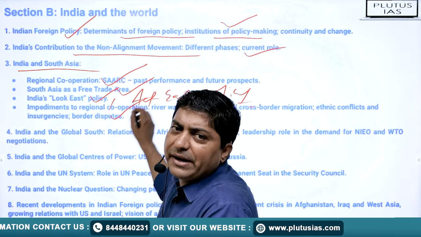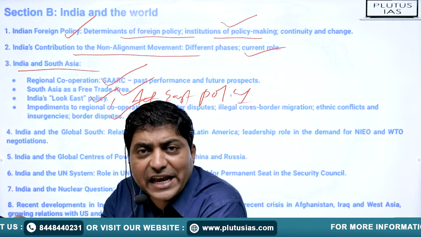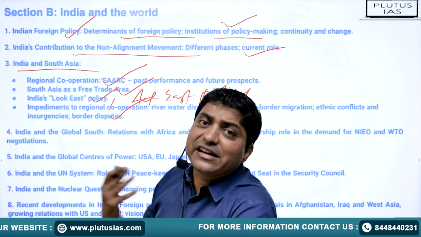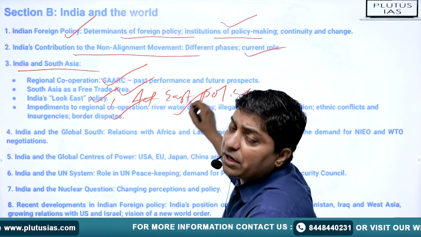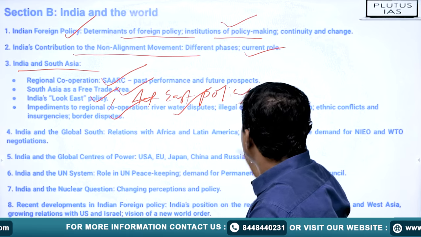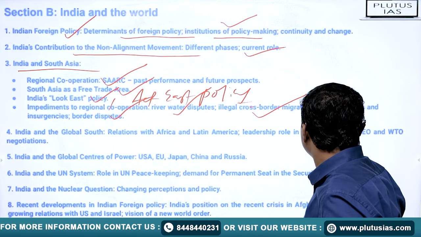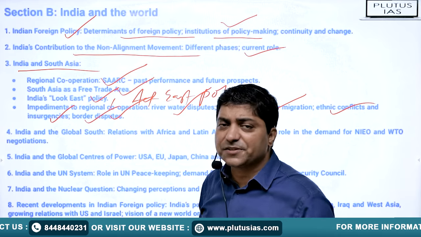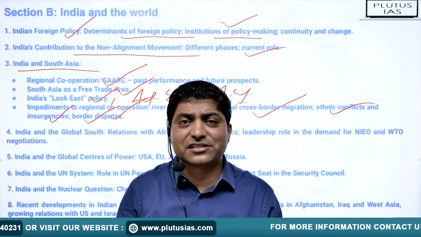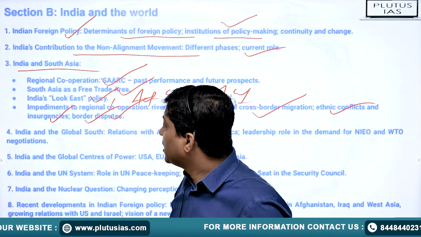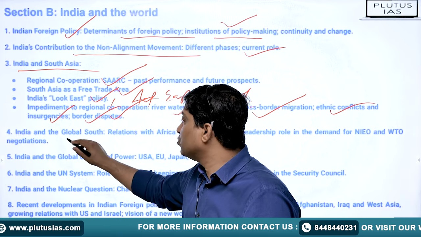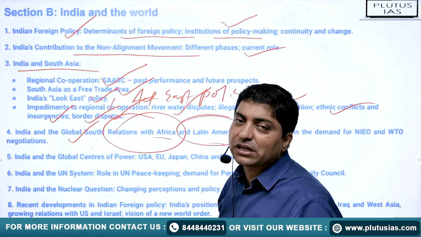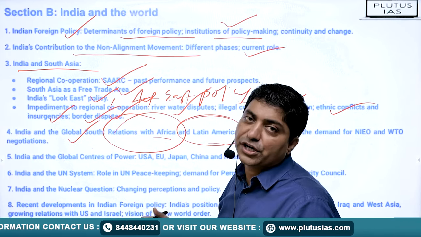Then what are the impediments to cooperation in India's neighborhood? For example, look at insurgency and terrorism, inter-river water disputes, illegal cross-border migrations, ethnic conflict, insurgencies, border disputes that India has in its surroundings. Now, then India and the Global South. So India's relations with Africa and India's relations with Latin America is very important to understand.